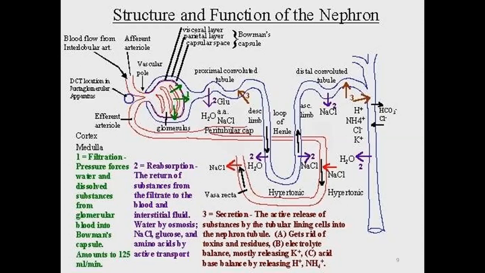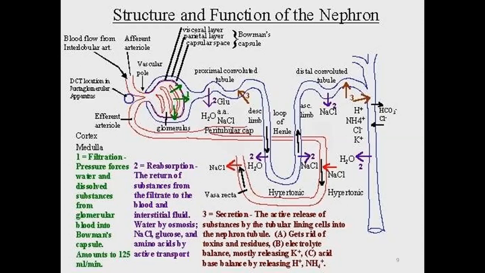So what happens is reabsorption of the essential substances, the return of substances from the filtrate to the blood and interstitial fluid, like water and NaCl, that is sodium chloride. Both sodium and chloride are absorbed in the form of their ions. Glucose and amino acids are taken up by active transportation, as these are essential substances. So we do spend energy on them, so it's active transportation.